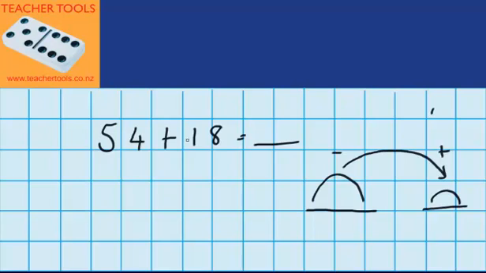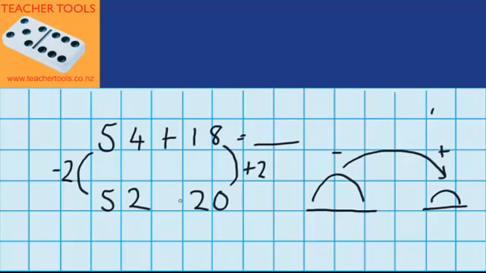Well, of these two numbers, 18 is the closest one to a tidy number, so I'm going to choose to change that one, and I'm going to change it to 20. So to change it to 20, I had to add two counters to that pile. Now those two counters must have come from somewhere, and they've come from this pile over here. So because I took them from here, this pile has to get smaller. So 54 minus 2 is 52.